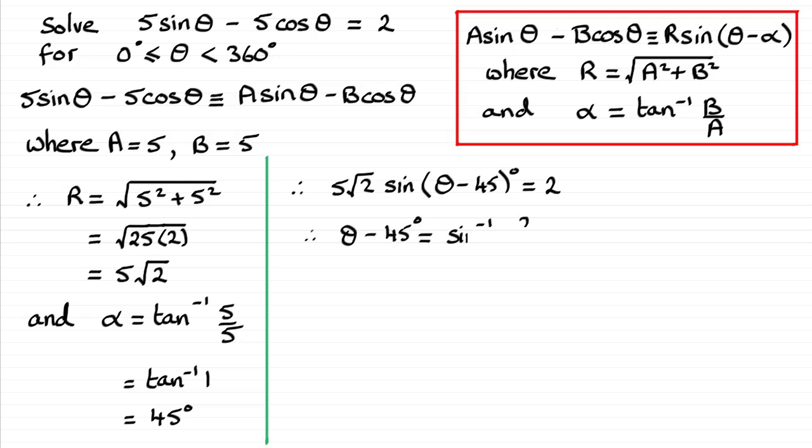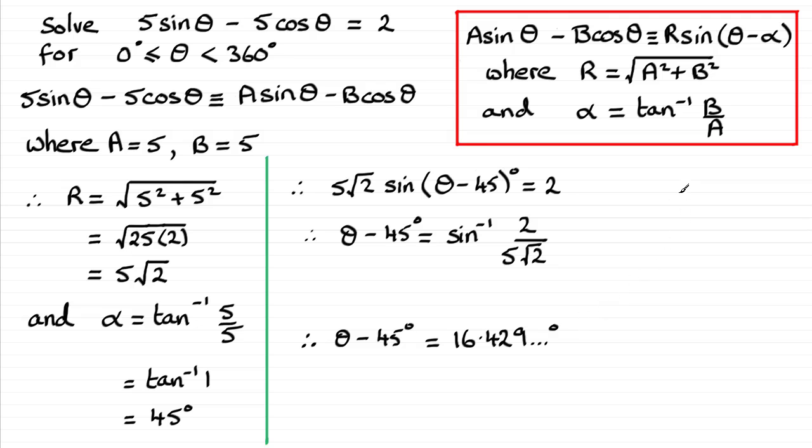If you do that, you're left with theta minus 45 degrees equals the inverse sine of 2 all over 5 root 2. And at this point, if we take the inverse sine of 2 over 5 root 2, you get that theta minus 45 degrees is equal to 16.429 and so on degrees.